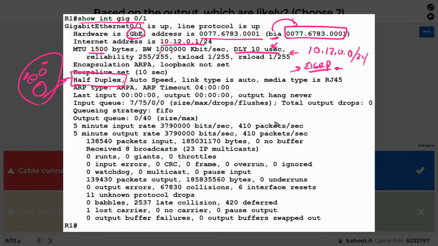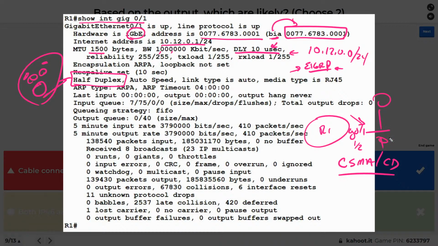And so if we have a device, this is router 1, and this is gig 0/1, and if this is operating at half duplex, it's doing what's called CSMA/CD. And that's a lot of acronyms, but it boils down to this. Carrier sensing is paying attention that there's a link there. Multiple access, there could be other devices that are also connected here. And collision detection.